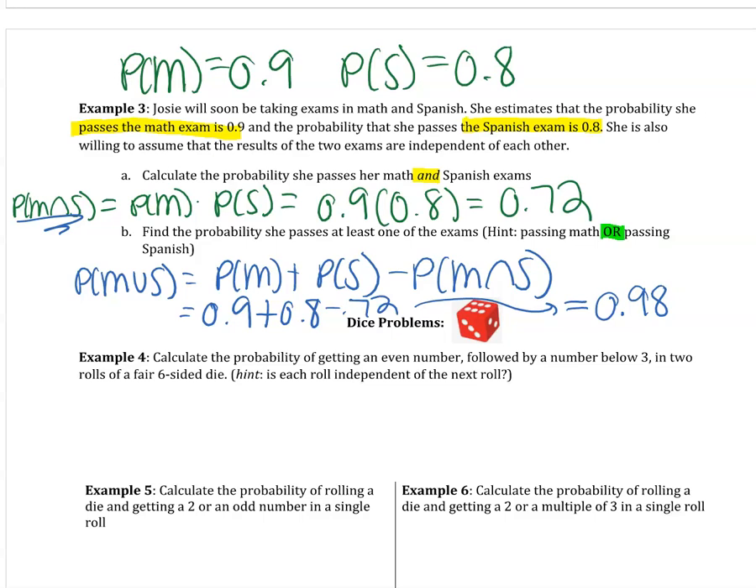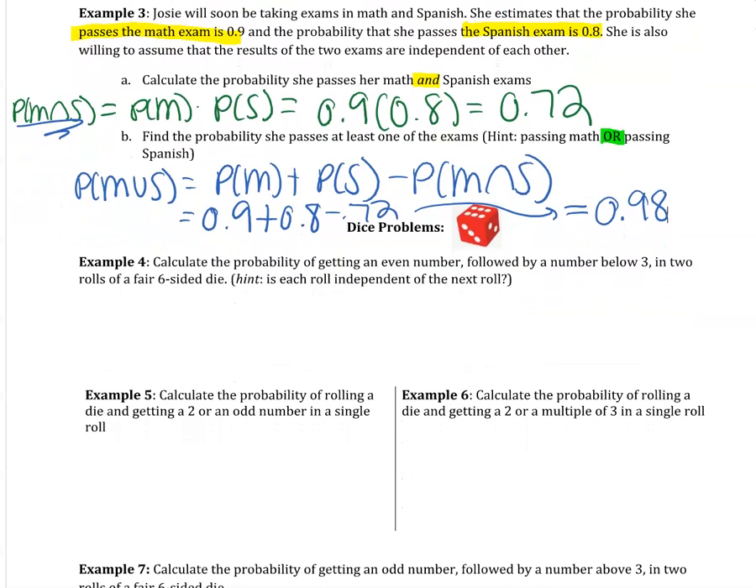All right, so let's move on to dice problems. So I'm sure most of us know that a die is a cube where each side represents a number 1 through 6. Let's calculate the probability of getting an even number followed by a number below 3 in 2 rolls of a fair die. So you have to understand that in reading this, you have 2 separate rolls, and each roll is independent of each other. This is an AND probability because you're having 2 rolls independent of each other. You're getting an even number and then getting a number below 3.